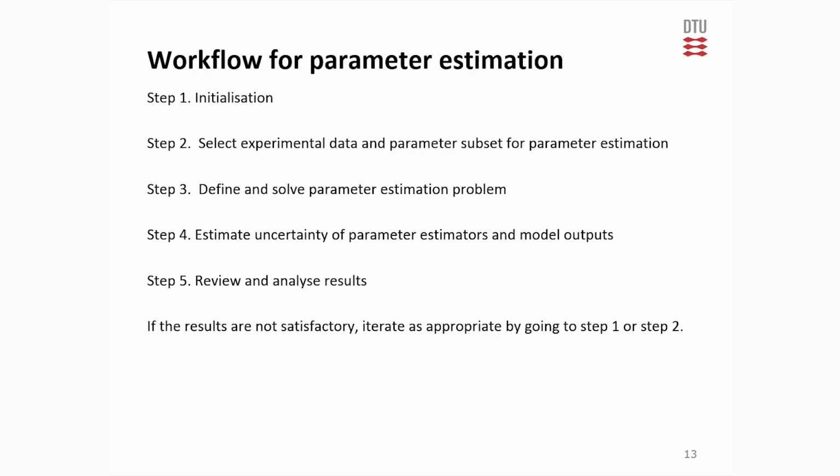In step 2, data for estimation are selected and reviewed. Preferably, data should be quality checked before being accepted for a PE routine. The parameter subset is also selected either by expert judgment or sensitivity or identifiability analysis.